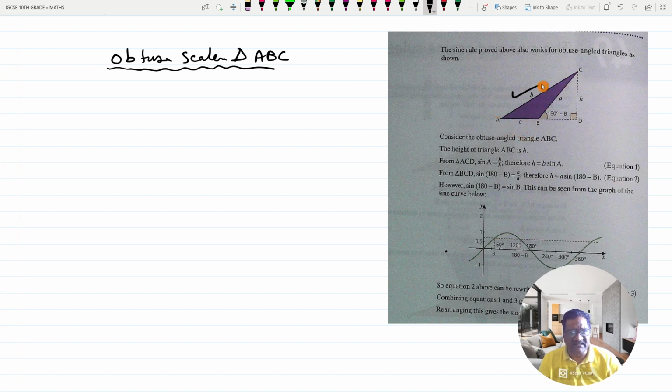Now, in this obtuse scalene triangle, suppose you want to draw the height of this triangle, and that height is say CD, and this CD is perpendicular to AB. So you'll have to extend AB in the backward direction, and draw this CD perpendicular to AB extended. When you do this, you get two triangles.